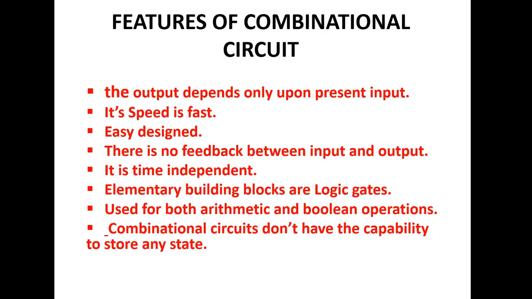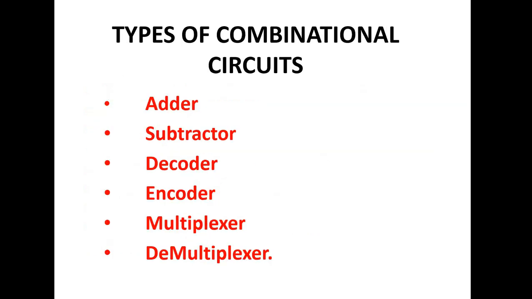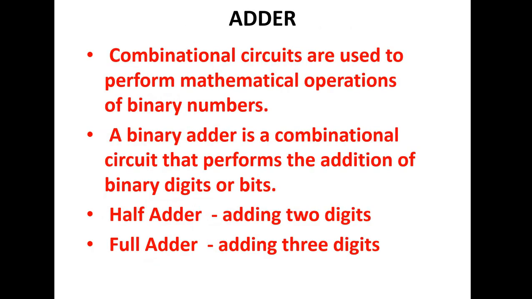There are some common features of combinational circuits. The output depends only upon the present input. Its speed is fast. It is easily designed. It is the elementary building block of logic gates. It is used for both arithmetic and Boolean operations. The types of combinational circuits are adder, subtractor, decoder, encoder, multiplexer, and demultiplexer. Now we'll see them one by one.